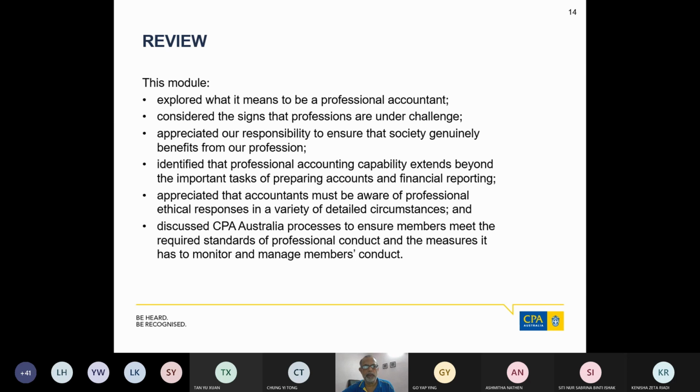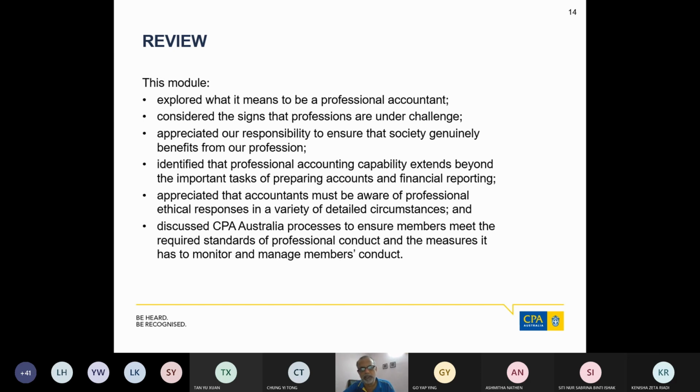Okay, so this module has explored what it means to be a professional accountant. Okay, I've already covered those 8 attributes we discussed last week. Look at it. We are under challenge, no doubt. Many scandals in Malaysia and worldwide. And we have to make sure the society benefits from us, that we are still relevant. It's not just a matter of preparing account and financial reporting. This is only the technical side. We must also have the soft skill.